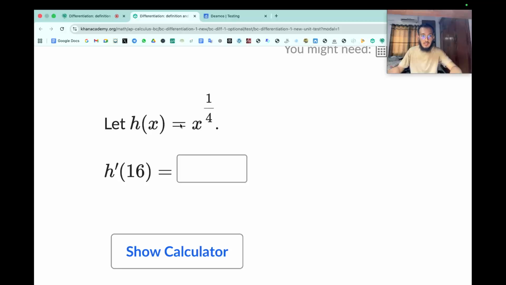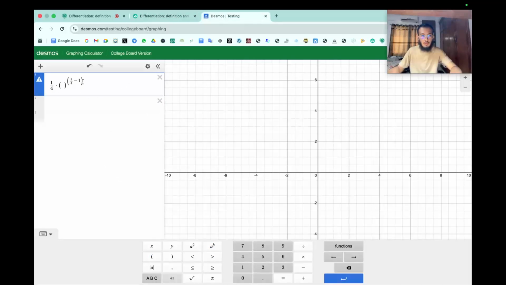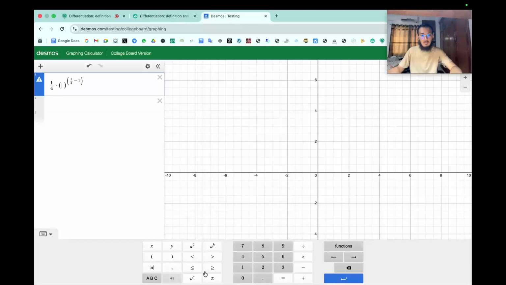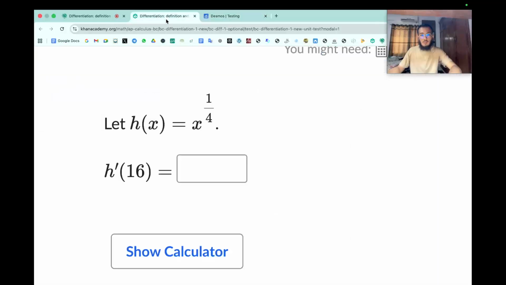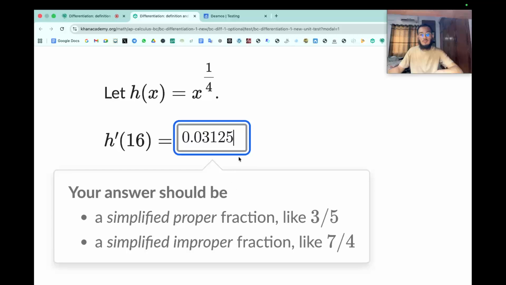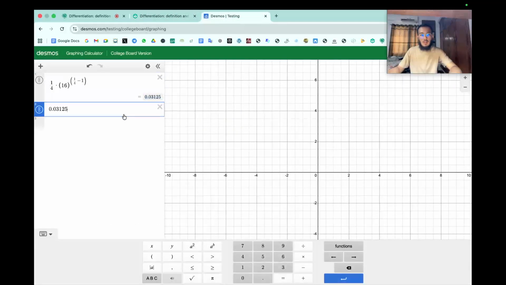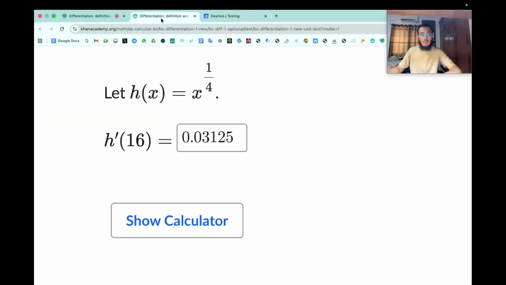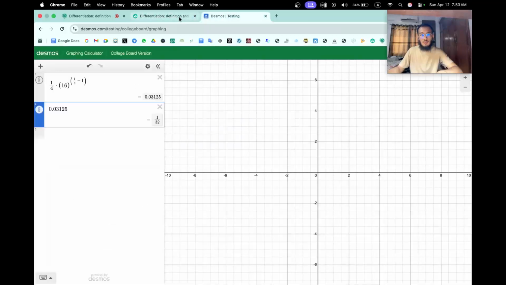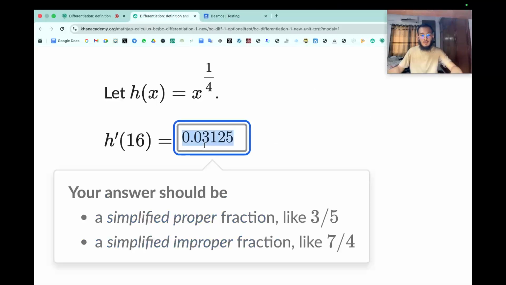So we take this power, multiply it by 1 by 4, reduce it by 1, and we plug in 16 in order to find the differentiated value, which is this value. We have to insert this value. This value could have been written as 1 upon 32, because they want the answer to be in a proper fraction. So we don't want to insert decimals there, and we insert 1 upon 32.